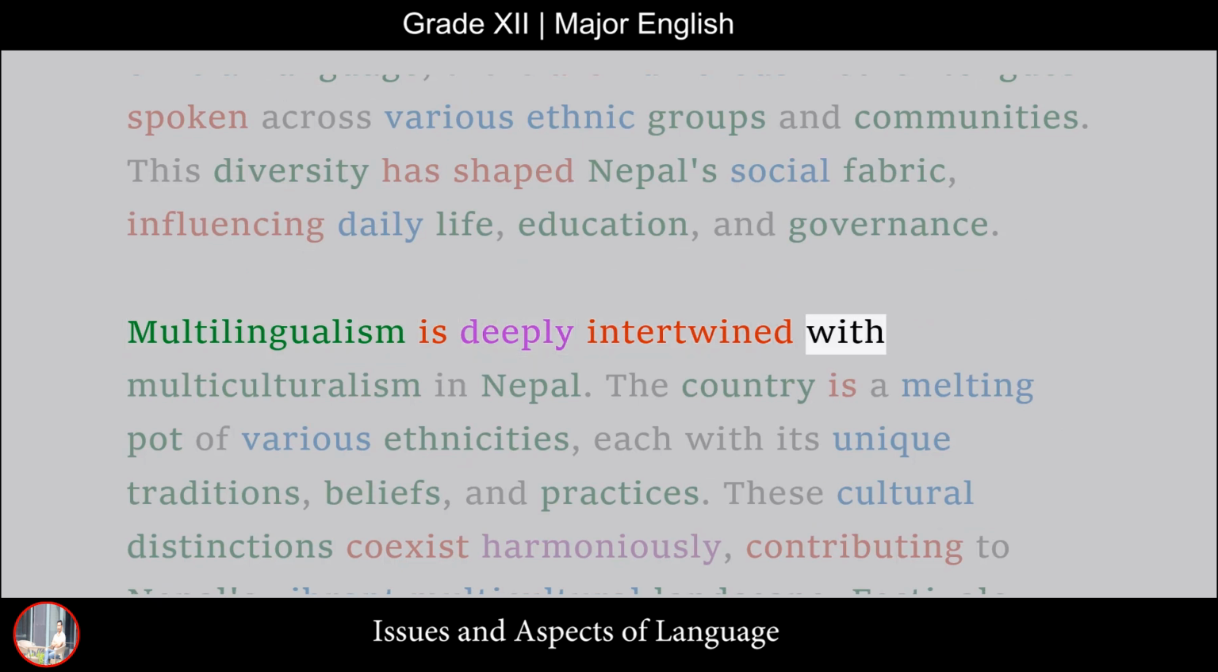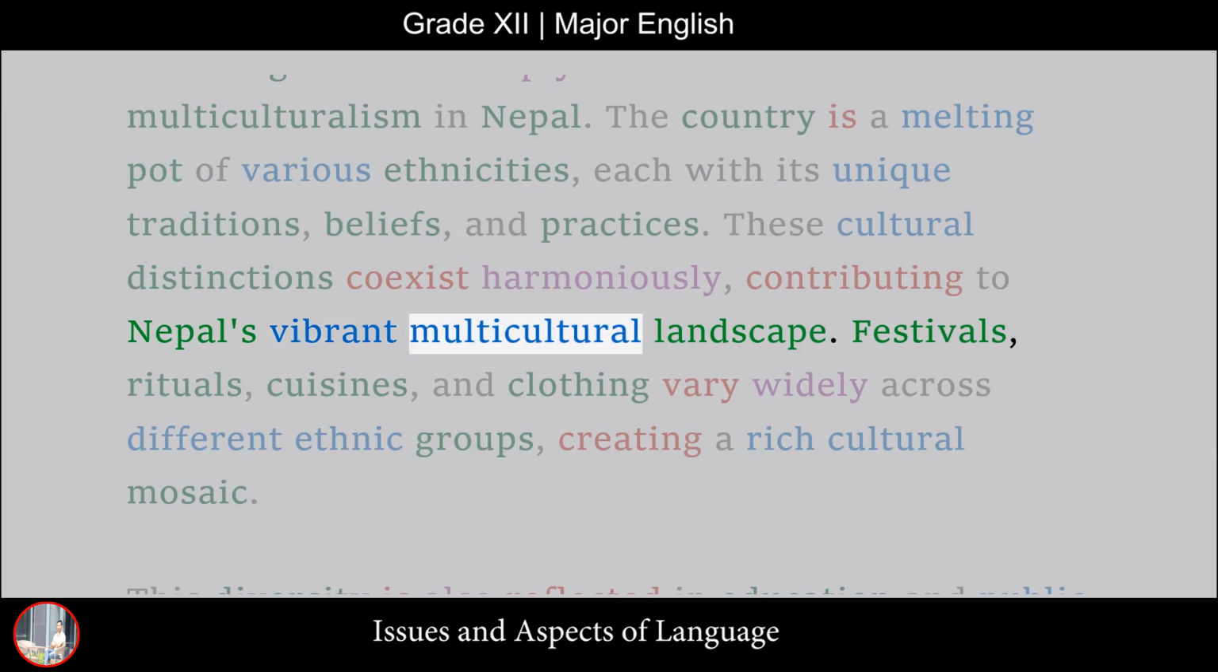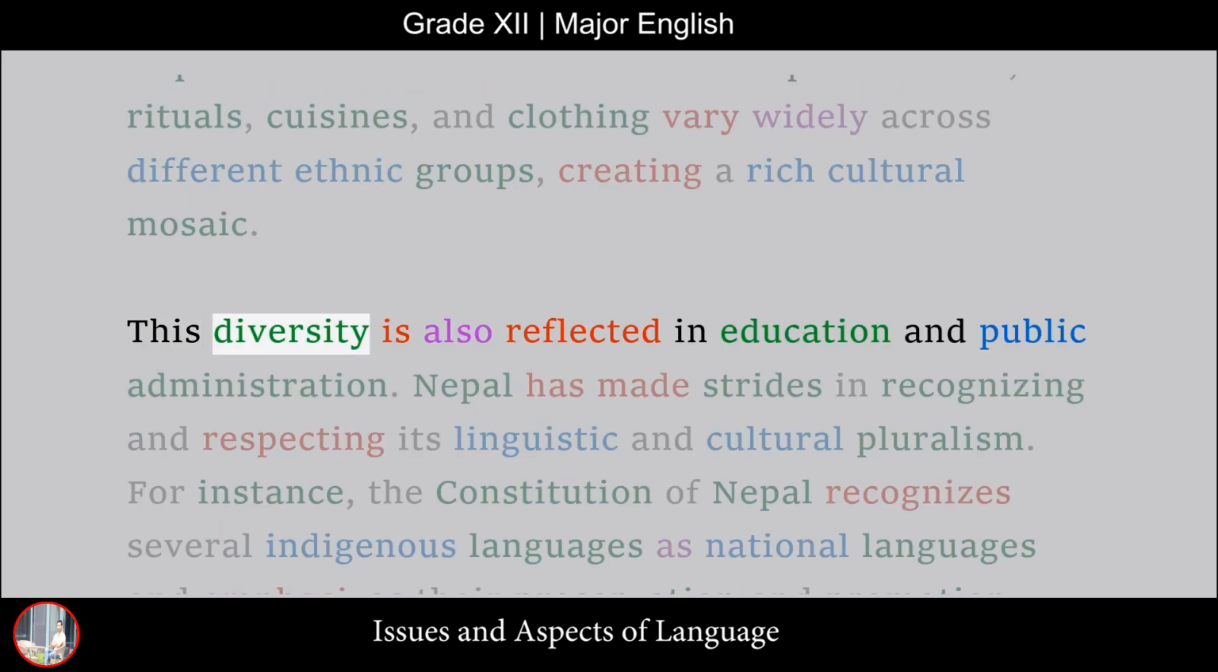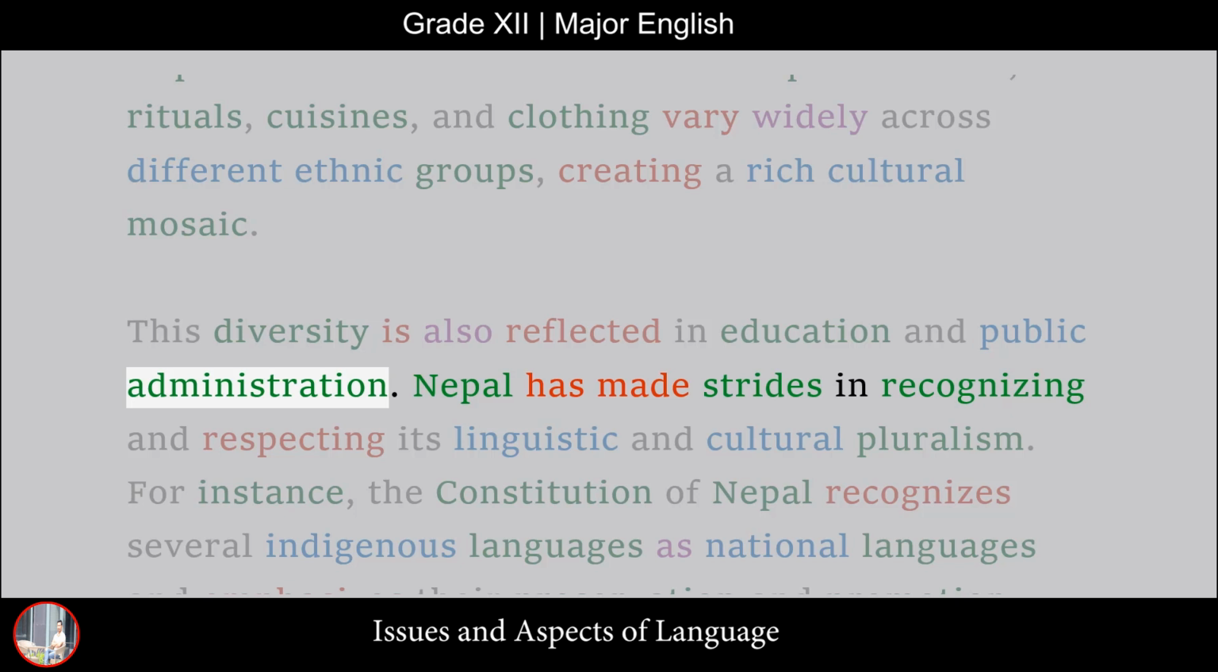Multilingualism is deeply intertwined with multiculturalism in Nepal. The country is a melting pot of various ethnicities, each with its unique traditions, beliefs, and practices. These cultural distinctions coexist harmoniously, contributing to Nepal's vibrant multicultural landscape. Festivals, rituals, cuisines, and clothing vary widely across different ethnic groups, creating a rich cultural mosaic. This diversity is also reflected in education and public administration.